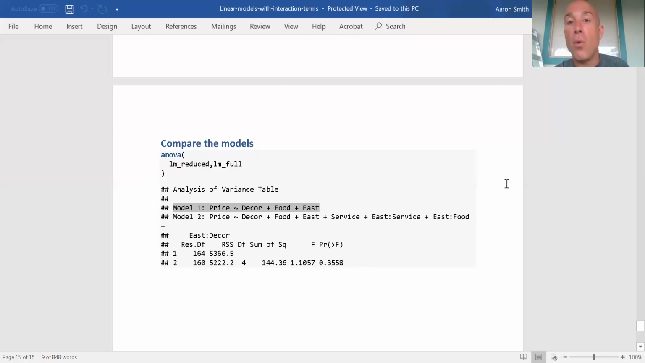non-interaction term model is the one to go with. So the data is telling me that east and west really should not have much of a different model. They should just have different y-intercepts, and that's it. When it comes to slope, they should be the same regardless of where we are geographically.